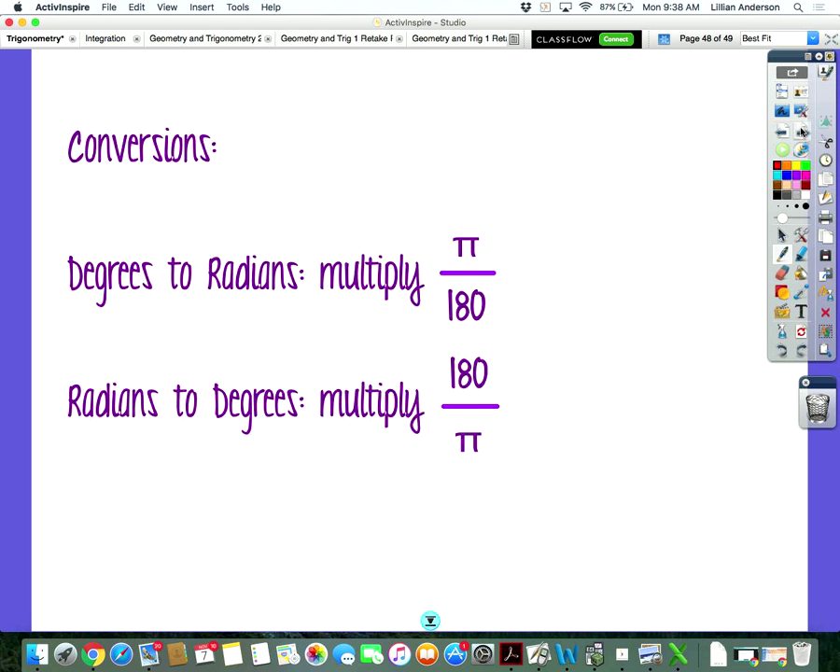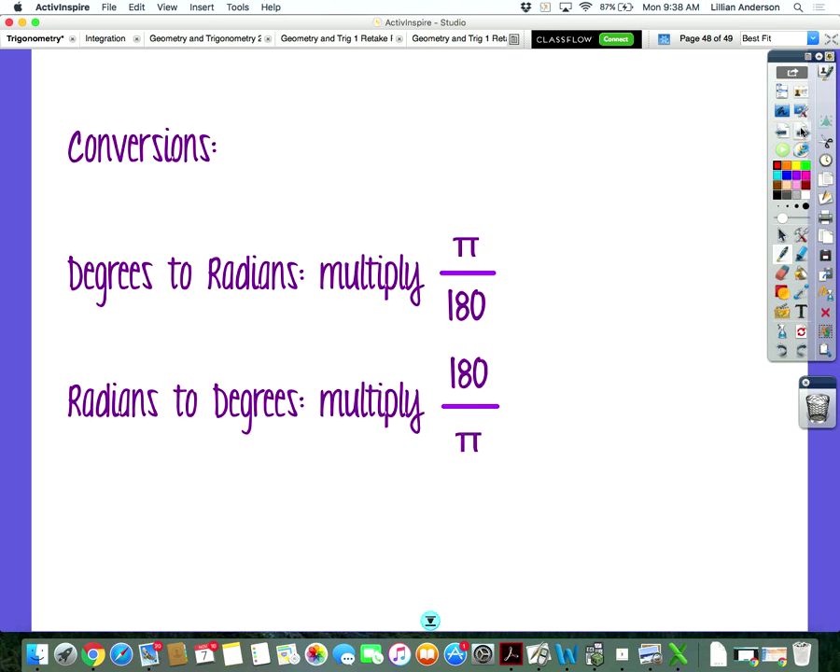When will you ever have to convert radians to degrees? Well, let's say you're doing a problem that involves sines and cosines. Your calculator is already in degree mode, but they give you the measure of the angle in radians. Well, you can always convert that to degrees by multiplying the radian by 180 over pi.